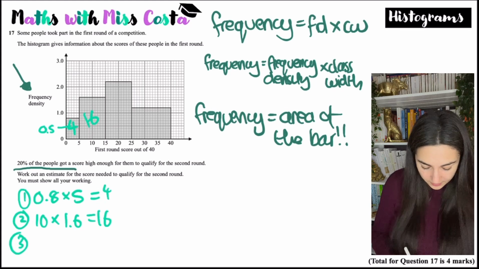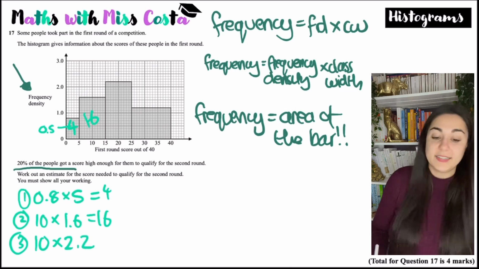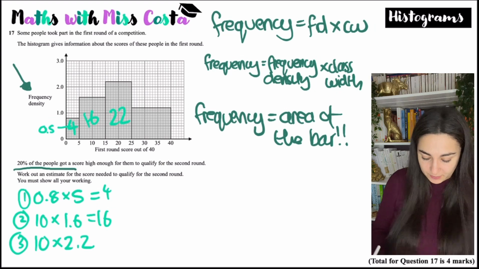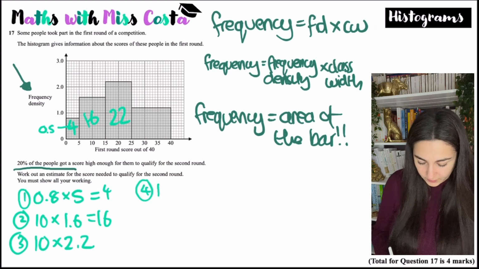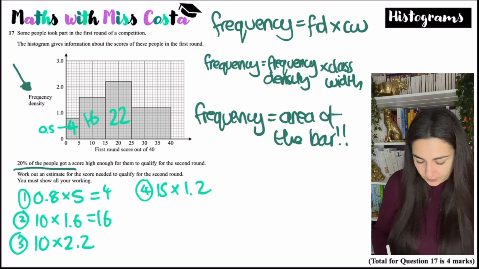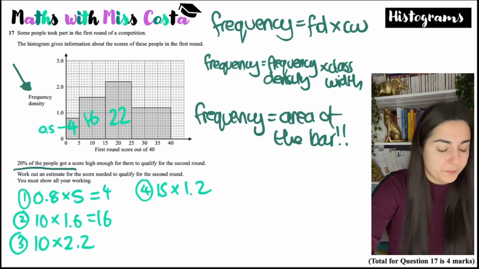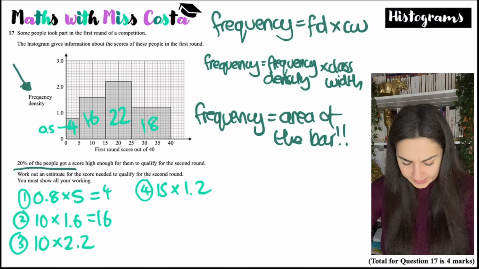Okay, the third bar, we've got 15 to 25, so that's a class width of 10, and 2.2 is my frequency density, so that would be 22 people. And the last one I've got from 25 to 40, which is 15, times by 1.2. 15 times by 1.2 is 18. Okay, so I've worked out the frequency.